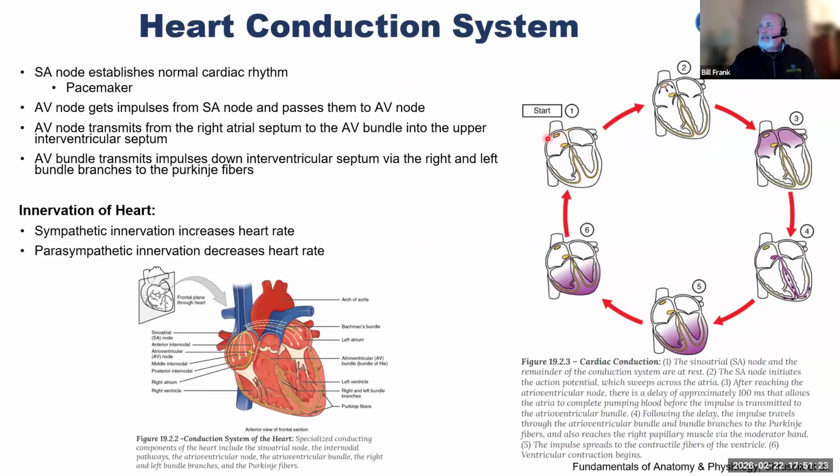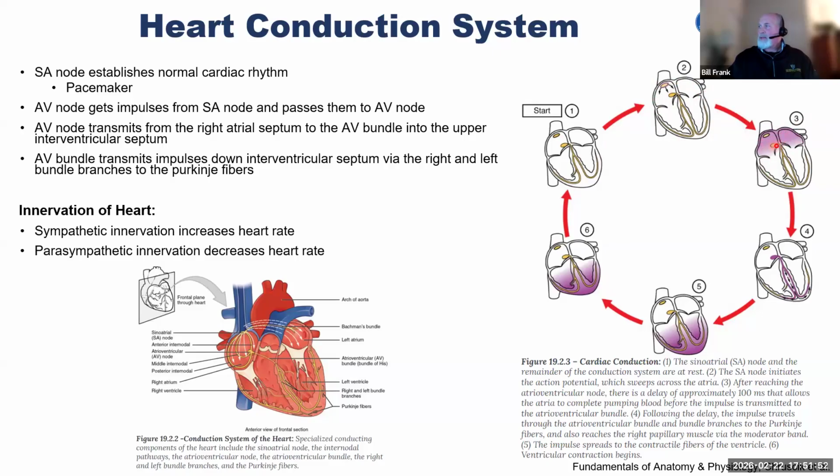From there, the SA node will send signals through the wall of the atrium and also over to the left atrium as well, called Bachmann's bundle. And this will cause unified contraction of both chambers, both atria. Okay. That signal will then go down to the AV node, which is still at the base of the right atrium.